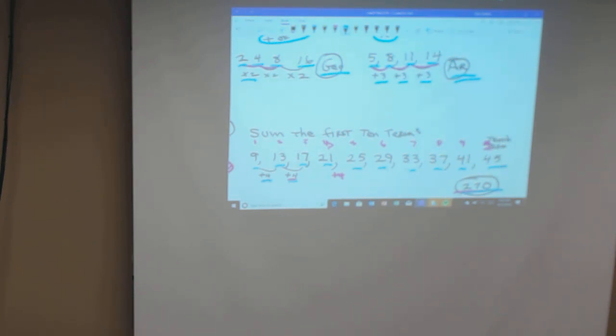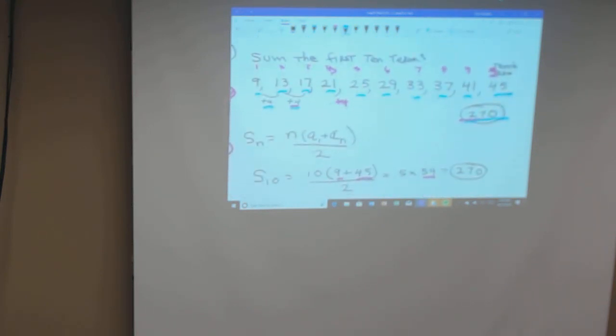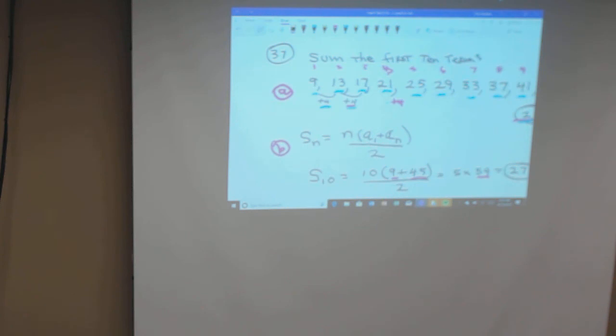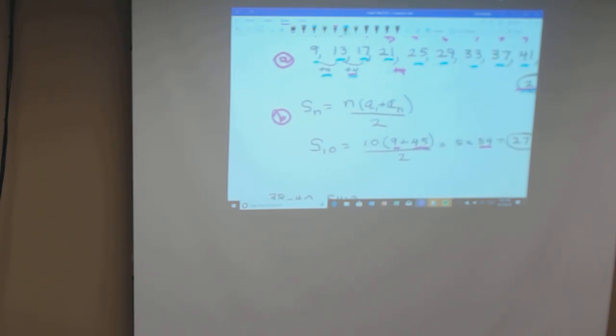You understand how that works? Oh, you say you want to use the formula? Okay, there's the formula. The sum of the first n terms is the number of terms, 10, times the first term plus the 10th term, divided by 2. And you end up with 270.